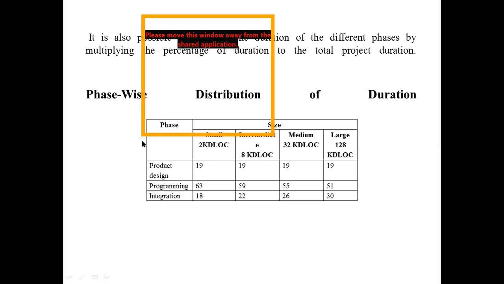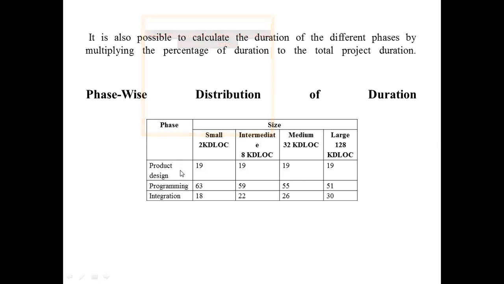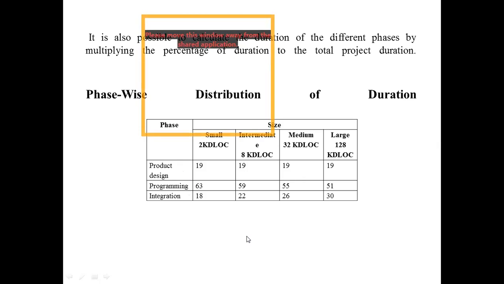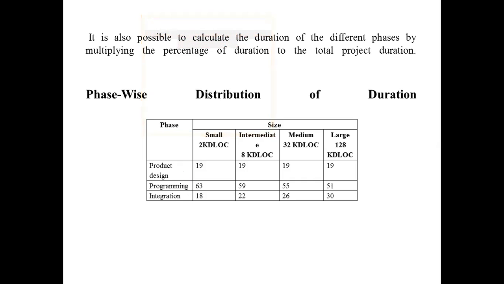Phase wise distribution means here product design. Duration for product design is equal to 19 into total duration. You have already calculated the value of capital D. Then 19 multiplied by total duration divided by 100, because you are going to calculate the percentage. For product design, it means 0.19 into final duration. You have already calculated that with the help of the values of constants C and D.